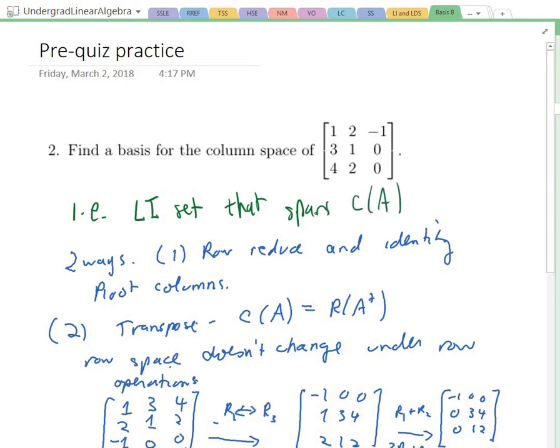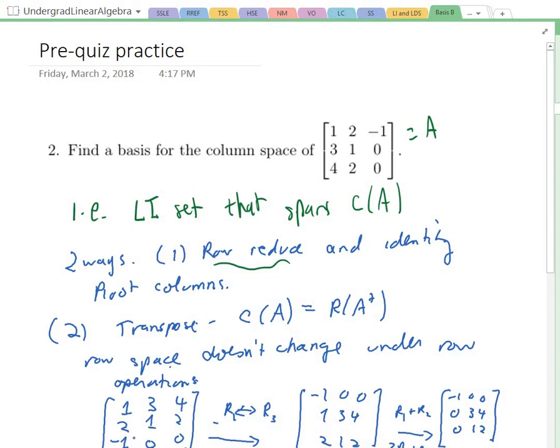All right. Now there are two ways to do this. One way is to row reduce and identify the pivot columns. That's going to give me a linearly independent set of columns that has the same span as the three columns. Another way is to transpose and notice that the column space of A is the row space of A transpose. And the row space doesn't change under row operations. Okay, so let me do it that way.